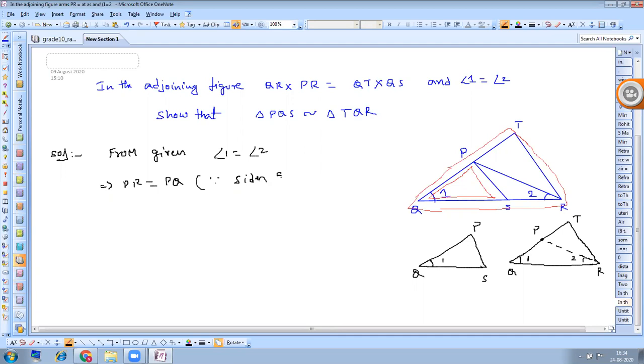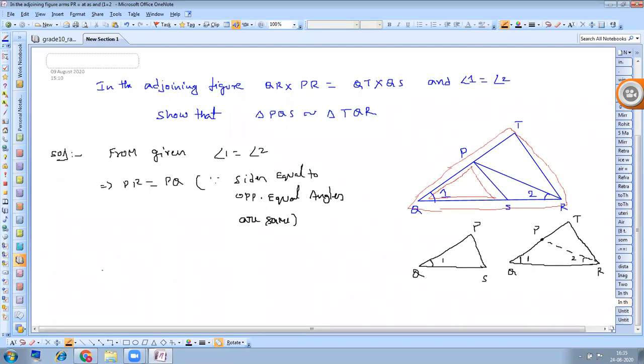Opposite sides of a triangle: equal sides are opposite equal angles. Opposite equal angles are the same. So I proved PQ and PR are the same.